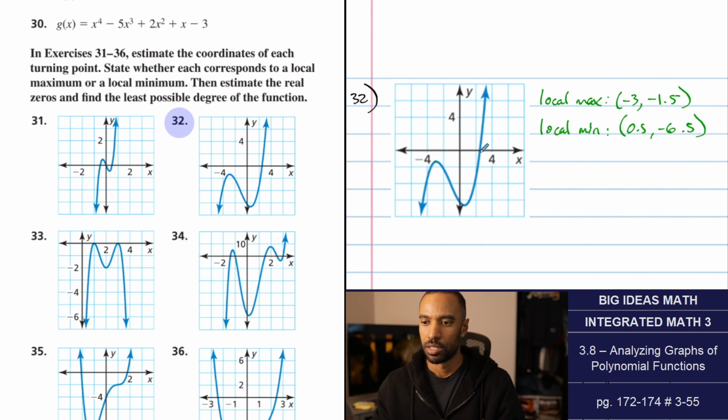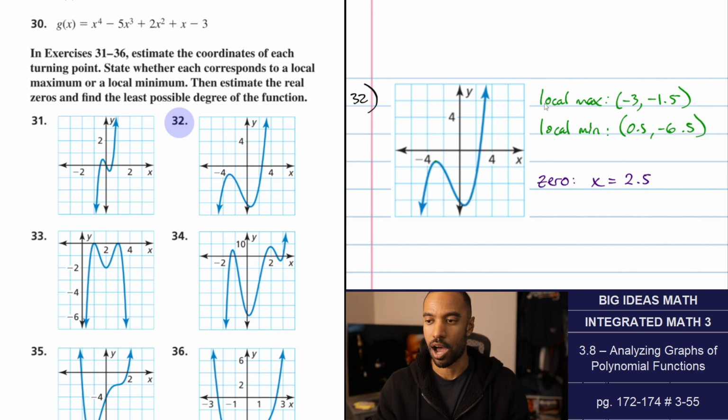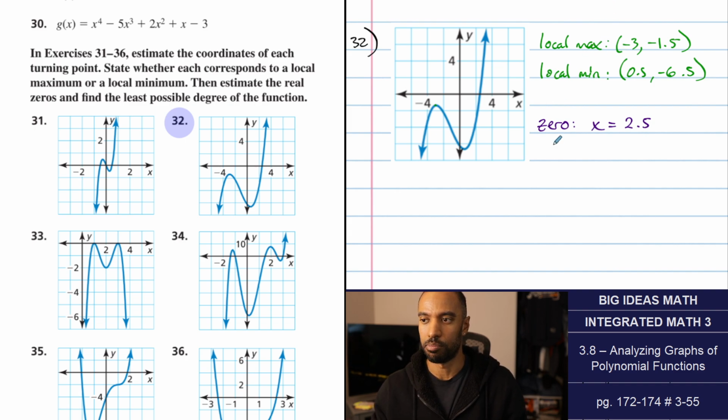Zeros, there's just 1 zero, and it's right there. These are going by 2s again. So 2, 4. If this is 3, maybe that's 2.5. So 0 is at x equals 2.5. Why not? There are 2 turning points once again. So that in an odd function leads us to state that this could be a cubic. So least degree is 3.